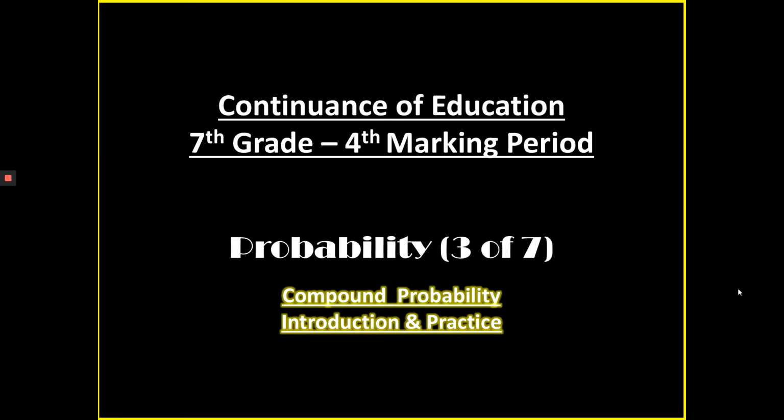We're continuing on with the topic of probability, and today we're going to take a look at compound probability. Now, simple probability was what we were looking at before, and that's the likeliness of an event happening given only one situation. Compound probability is still the likeliness of that event happening, but given two or more situations.